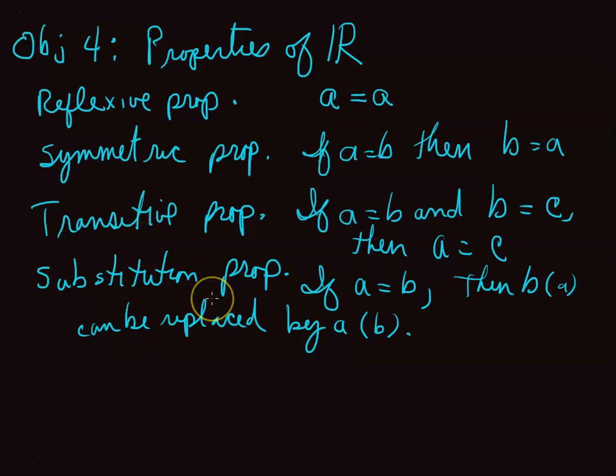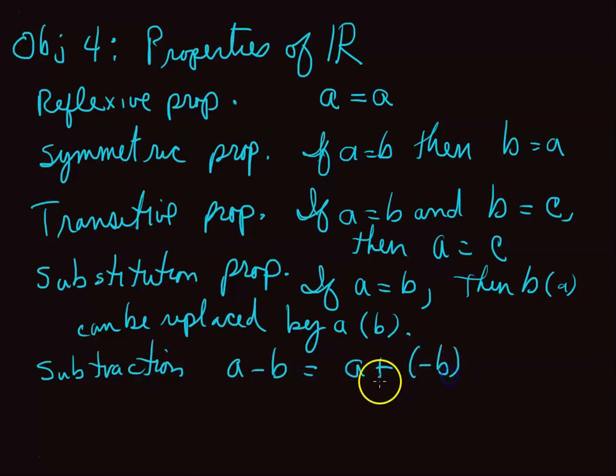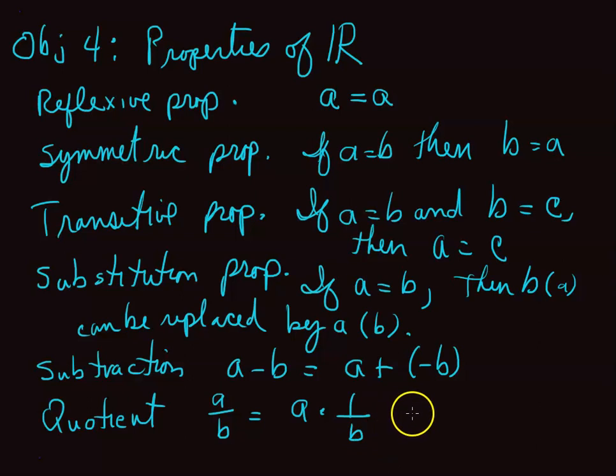There's some other ones that we might get to here. What is subtraction? Well, we never really subtract. A minus B is really A plus the opposite of B. What is a quotient? Well, we can say that we never really divide. A divided by B is really multiplication. It's A times the reciprocal of B, provided B is not equal to 0, of course. Can't have 0 in the denominator. Can't divide by 0.